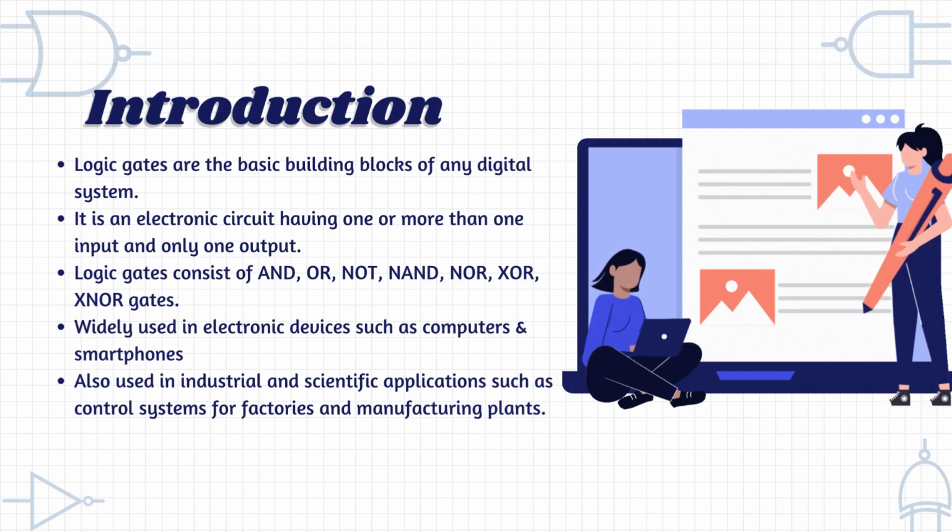One of the most common applications of logic gates is in computers. Computers use logic gates to perform arithmetic operations, logical operations, and memory operations. Smartphones also use logic gates to process information from device sensors, such as the accelerometer, to detect movement. Logic gates are also used in industrial and scientific applications. For example, logic gates are used in control systems for factories and manufacturing plants. These gates are also used to process signals from sensors and to control the operation of machinery and equipment.